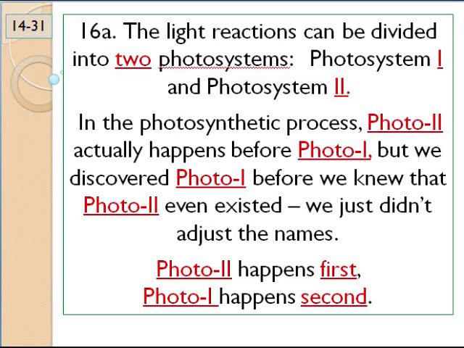Question to you: what's the order of occurrence? Photo 1, photo 2, or photo 2, photo 1? That's what you've got to remember. The order is backwards. Photo 2 has to take place because it's going to make some stuff that's needed by the other one. I understand that part, but when I read where it says photo 1, we discovered photo 1 before we knew that photo 2 existed, isn't that backwards? No.